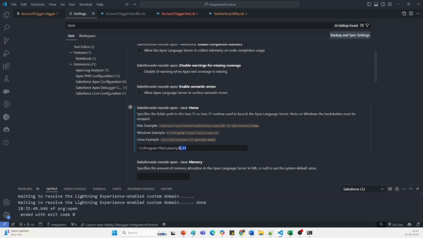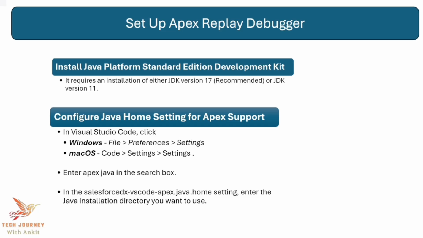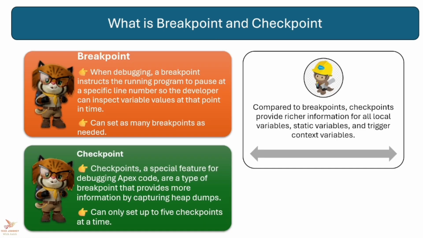On my machine, currently I am using JDK 21. So this is how I am specifying the JDK path. Here you don't have to specify the path till bin. Make sure that you're only specifying the JDK path as they have shown here as well. So this is the prerequisite that you have to do on your machine if you want to use the Apex Replay Debugger tool.